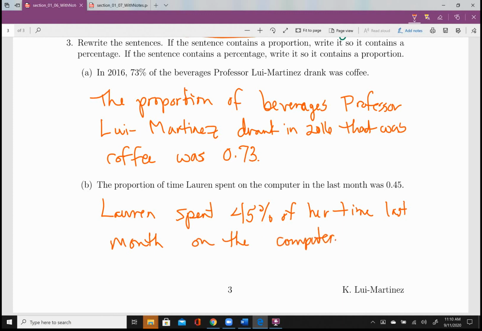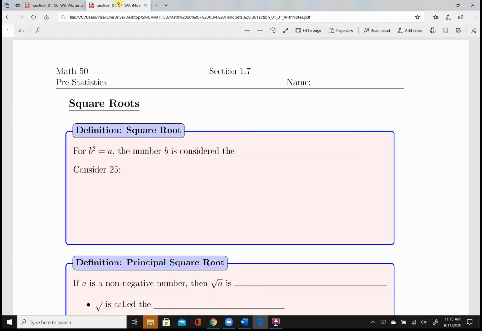Great. And that concludes what I have to present for section 1.6. Let's go immediately over to 1.7, continue this discussion now on square roots. So we're going to get a bit algebraic up in here. And let's start off with the definition. So notice that we have b squared equals a, this first equation being presented to us in regard to the definition of a square root. So when you have this relationship, when you have some number a that can be rewritten as a squared number, b squared that is, then b is considered the square root of a.